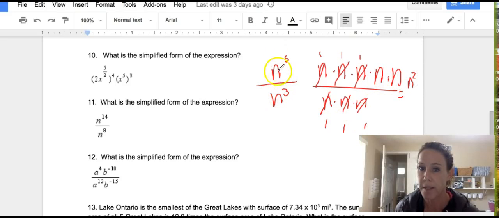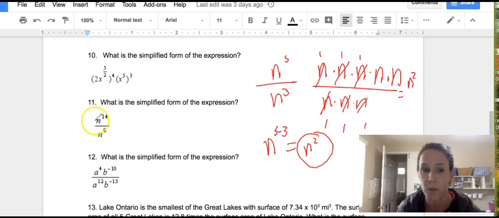Now the property is n to the 5th over n cubed says same base, subtract exponents. So this would be n to the 5 minus 3, which just gives me n squared. And I don't have to write this all out. So let's use our property. Our property says same base with division, I subtract exponents.